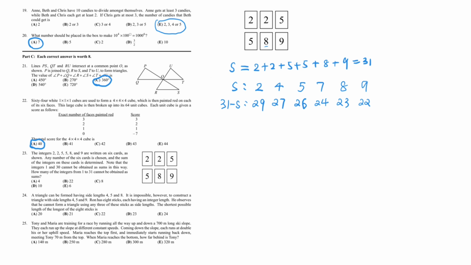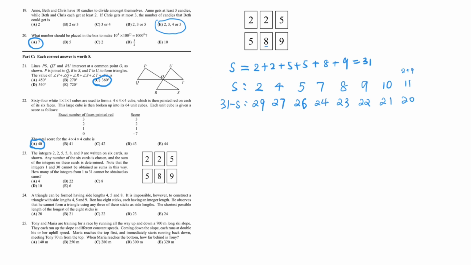And the 10, we can use 5 plus 5, or 2 plus 8, all give us the 10. 31 minus 10, that's the 21. Also, the 11, that will be 2 plus 9, gives us the 11. So 31 minus 11, that's the 20.